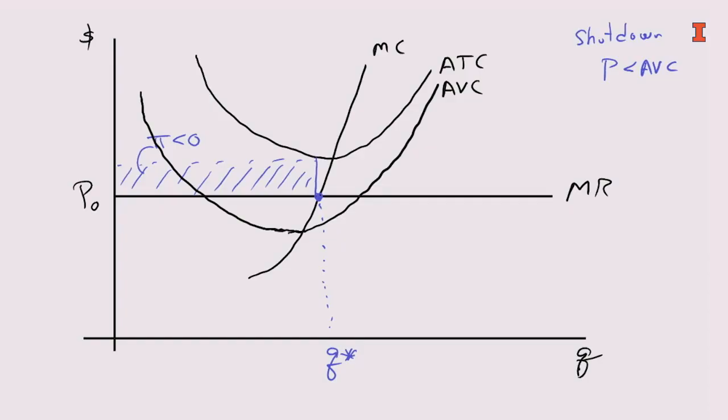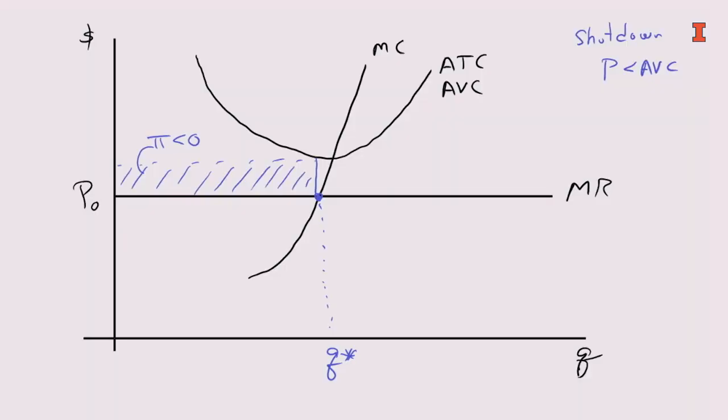What's important is that you can see that at this output point, at Q star, price is greater than average variable cost. Price is greater than average variable cost, so we're not going to shut down. We're going to keep producing. Now, that's because I arbitrarily drew that average variable cost curve right there.